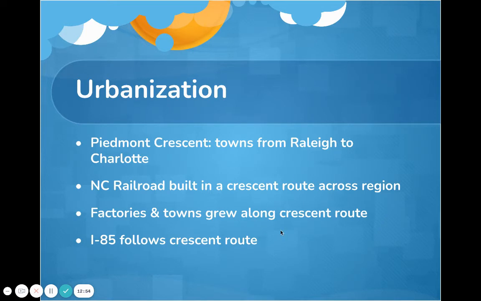So the factories and towns grew along this crescent route. Eventually, some of the train would tend to die out, but because that was such a widely traveled area, and there were what were called train depots where the trains would stop and load and unload, that's where those major cities built up, and eventually Interstate 85, an actual interstate that you drive on, grew in that crescent route that forms from Raleigh to Charlotte.